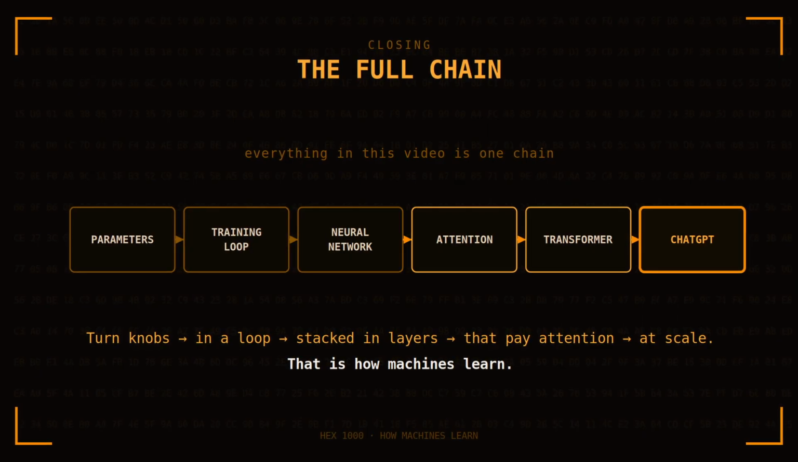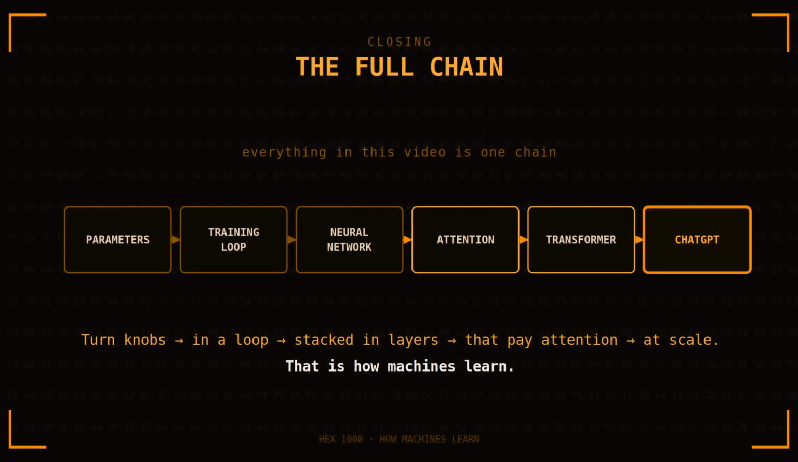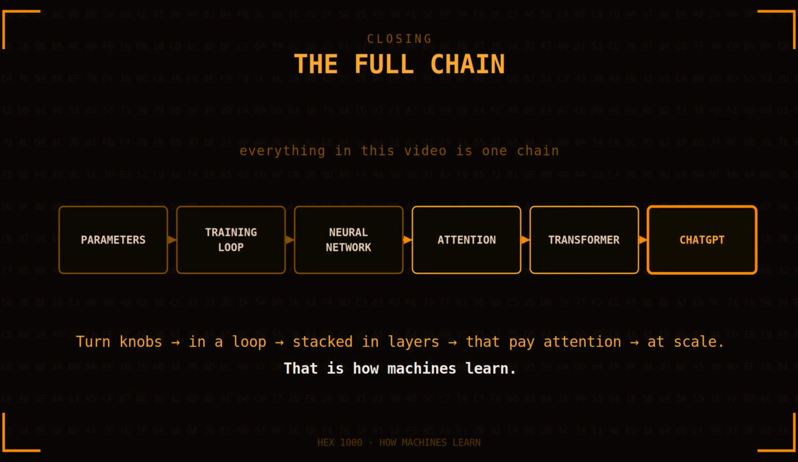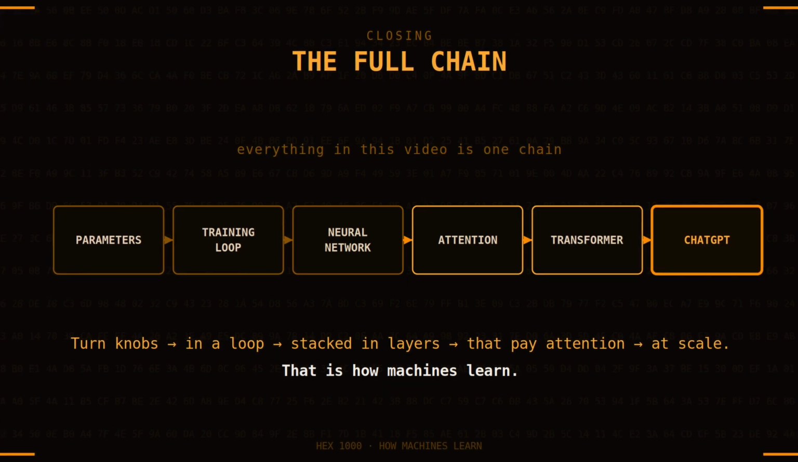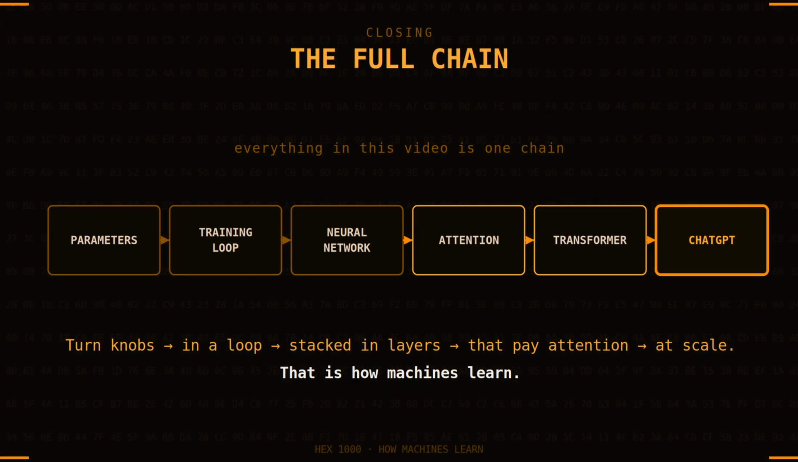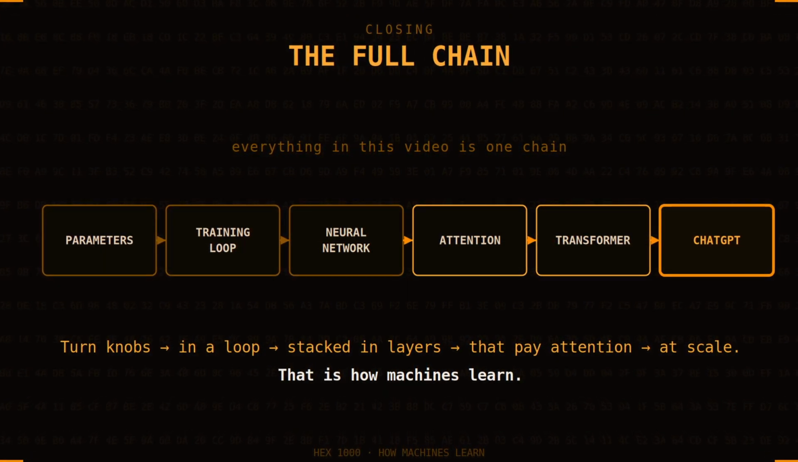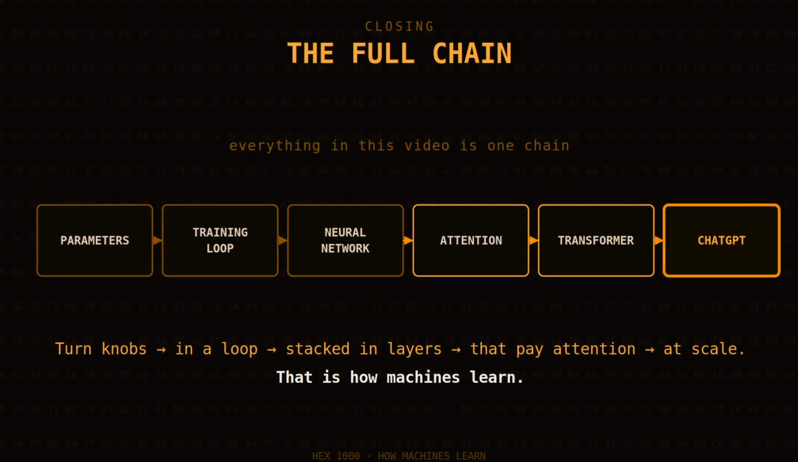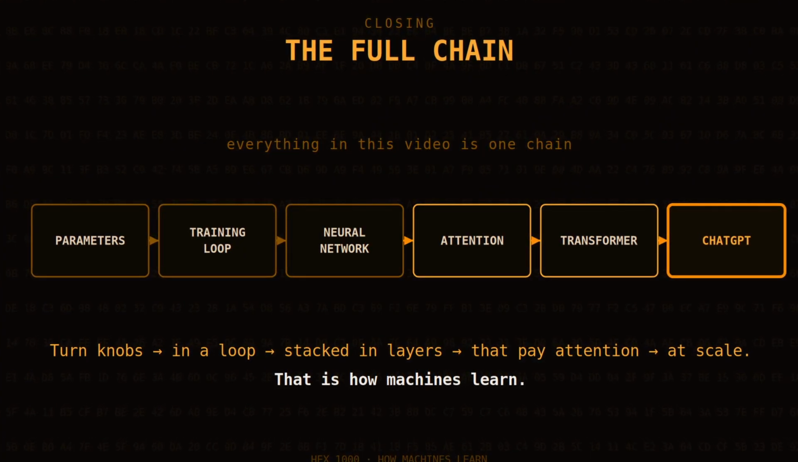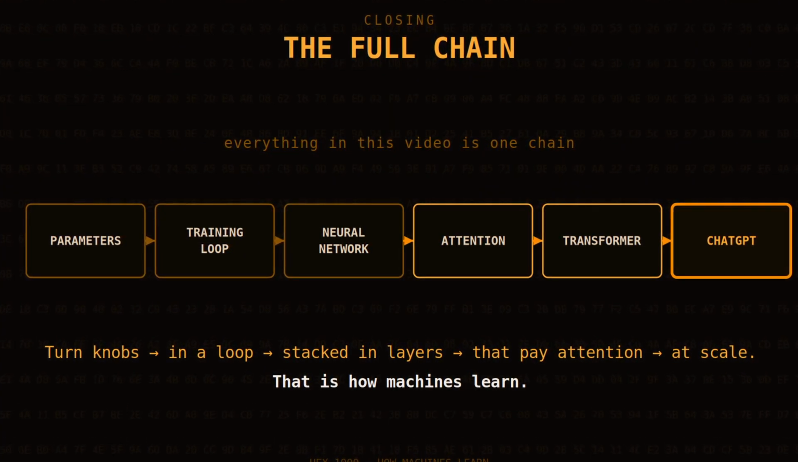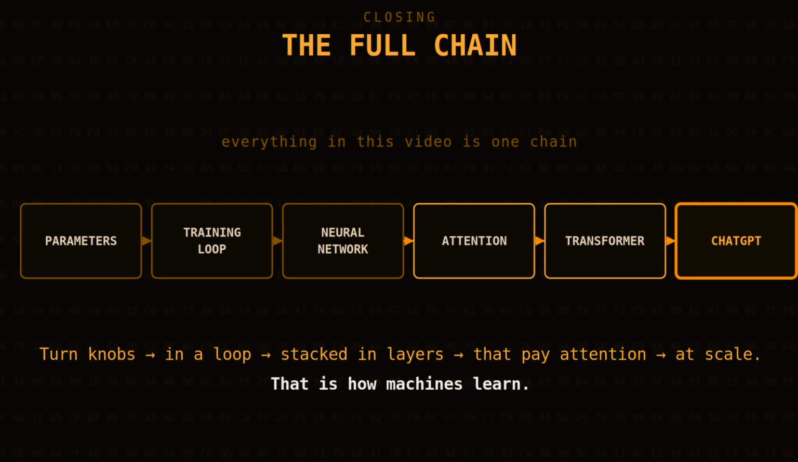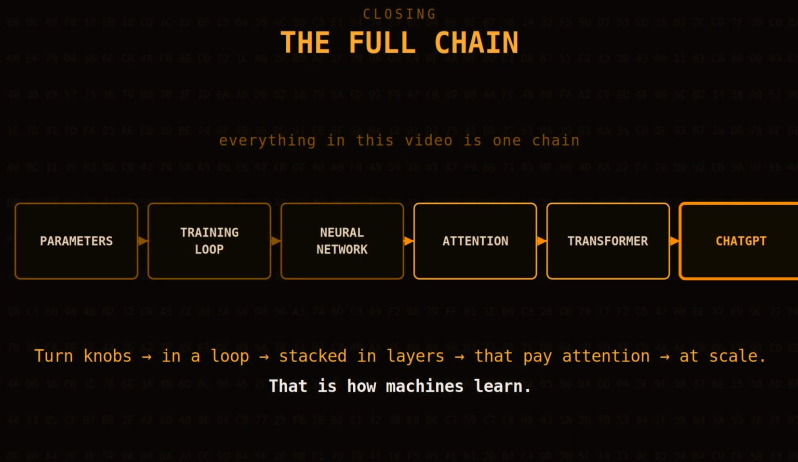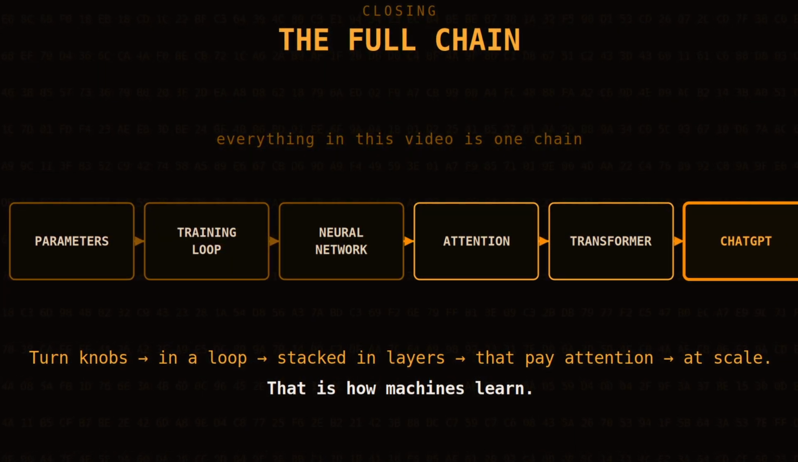Look at what just happened. To build the AI you talk to every day, all 3 kinds of learning come together: unsupervised pre-training, supervised fine-tuning, and reinforcement from human feedback, running on a transformer which is layers of attention, which are tuned by the same training loop, adjusting the same kind of parameters we started with. Every single concept in this video stacks into this one system. That's not a coincidence. That's the architecture of modern intelligence.